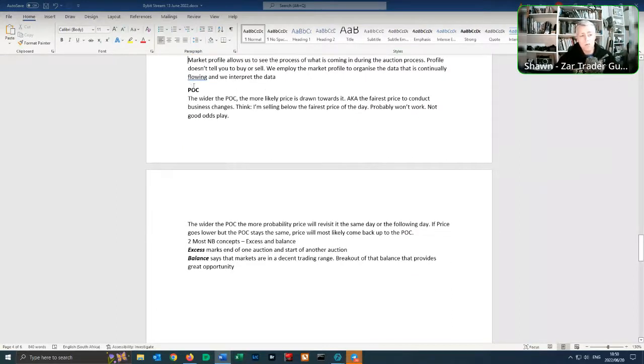And here's really where that POC comes in. Where we drew the fixed ranges, your TPO software is going to draw the POC on a daily basis or on a daily chart every single time. The wider the POC, the more likely the price is drawn towards it. It's also known as the fairest price to conduct business. Think about this: if I'm selling below the fairest price of the day, it possibly won't work, and it's not good odds to go and play out.